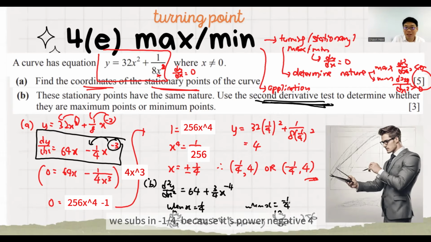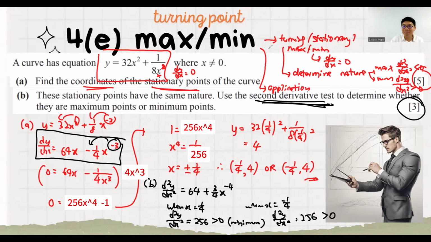Oh, you substitute in minus 1 over 4, because it's power negative 4, so it still gives you the same thing. So both are also more than 0, so both are also minimum points. Okay, so just like that, you can gain all 3 marks.